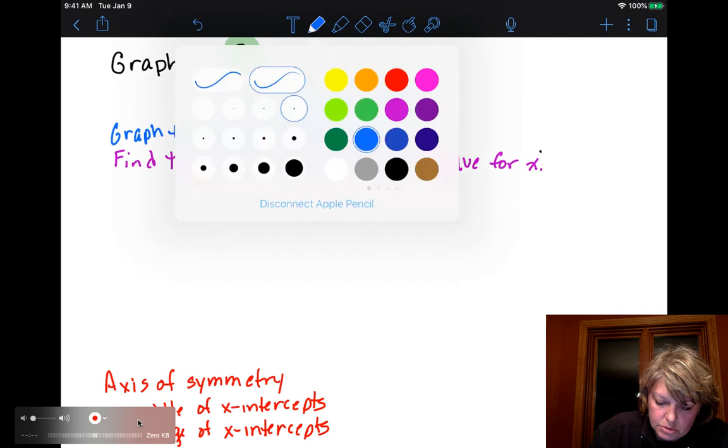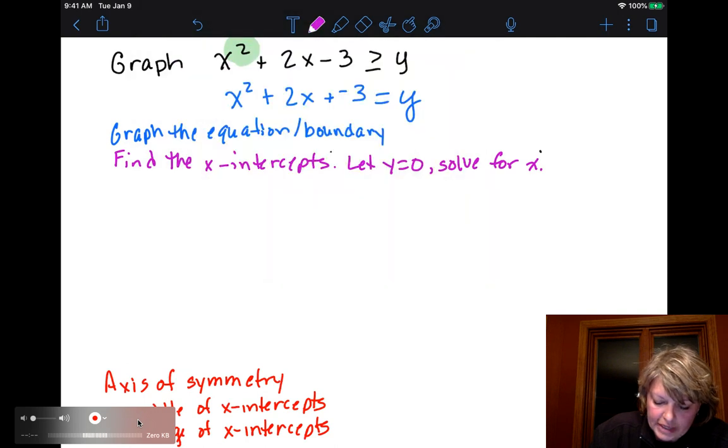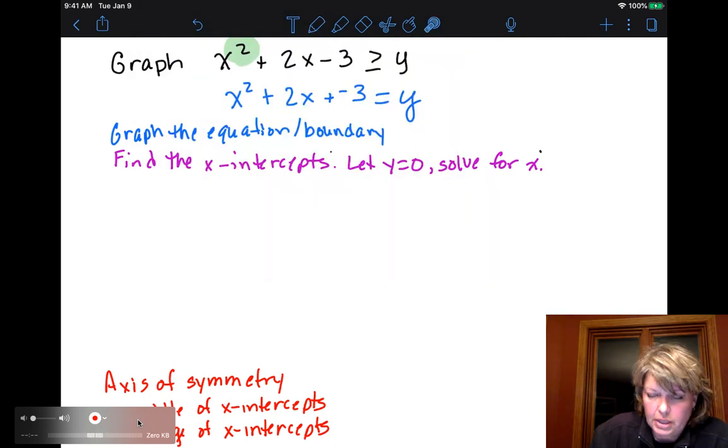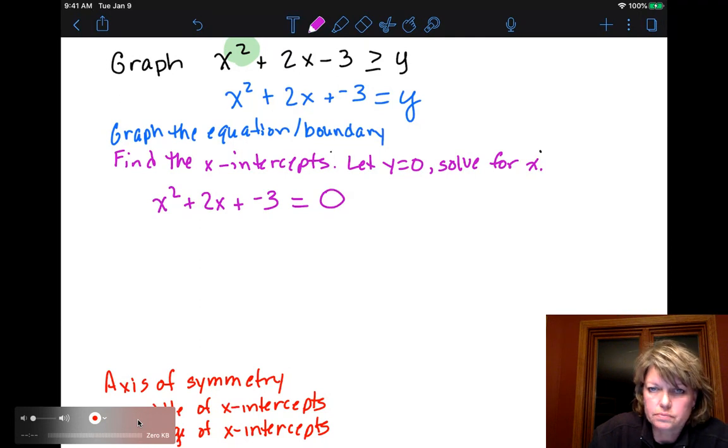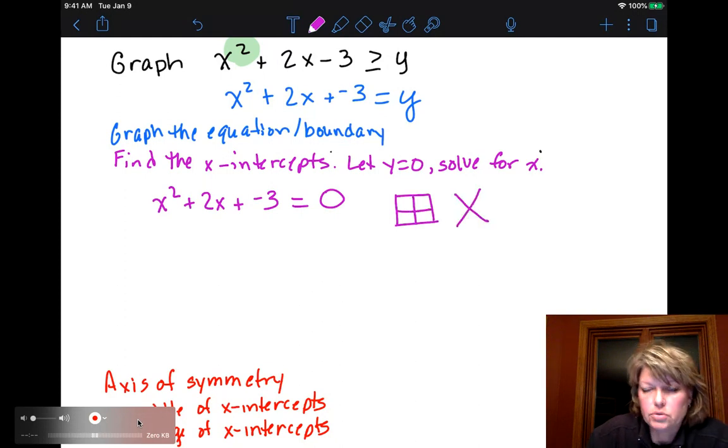I'm going to switch to purple. To find the x-intercepts, remember we let y equal 0 and solve for x. We substitute 0 for y, and then we solve for x. So x squared plus 2x plus negative 3, take out the y, put in the 0. And now we solve it. To solve it, remember many of you are still going to go back to your diamond and rectangle. That's perfectly okay. Use your diamond and your rectangle to factor.